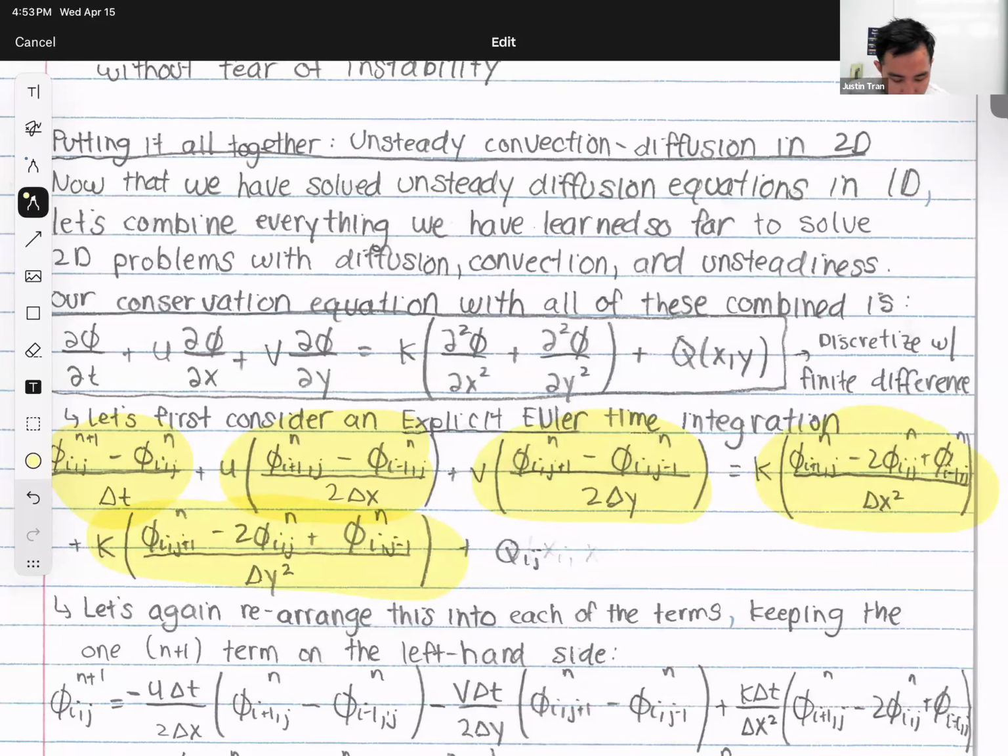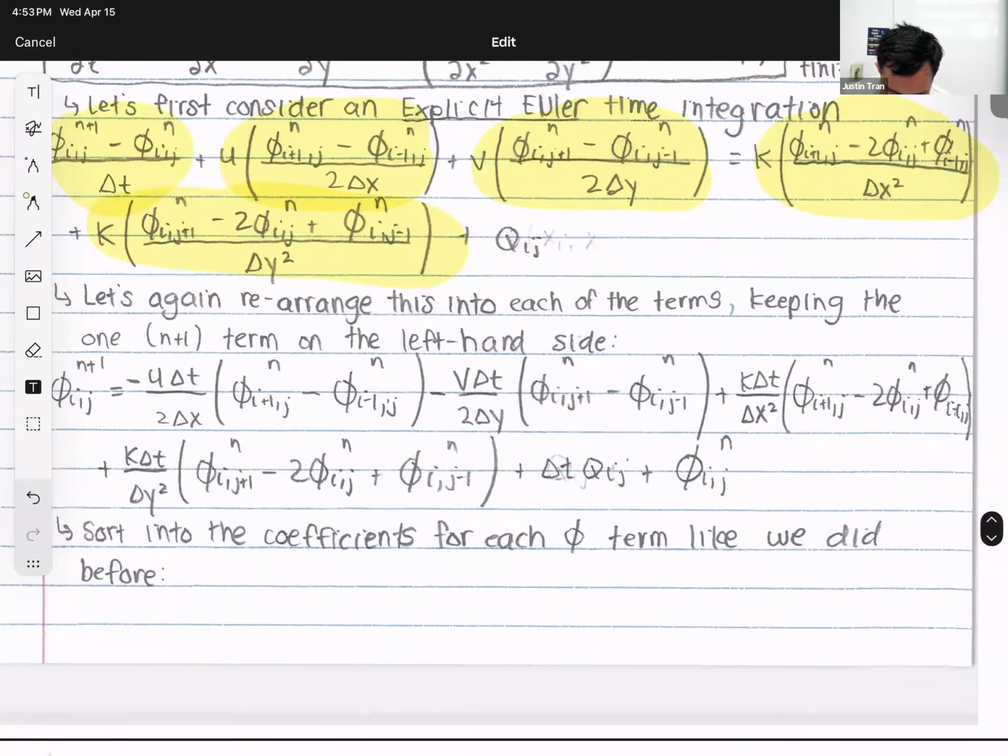Okay, so you wrote this down already. And then we were in the process of simplifying, right? By simplifying, we're moving everything that is not n plus one to the right-hand side. So this is the convection term, which we already wrote. We have the x diffusion term, which is k delta t divided by delta x squared times phi i+1,j minus 2 phi i,j plus phi i-1,j. I don't have it here, but there should be an n on that term as well.